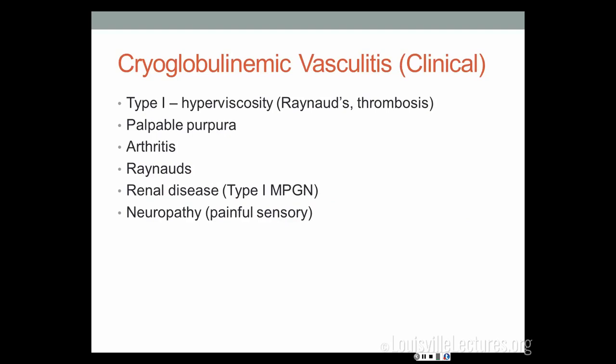Raynaud's and thrombosis, they can get headaches and dizziness. The other two, they're so-called mixed essential cryoglobulinemia. The classical presentation is palpable purpura, arthritis, Raynaud's, and renal disease. And then sometimes they can get neuropathy, and it's usually a painful sensory neuropathy.